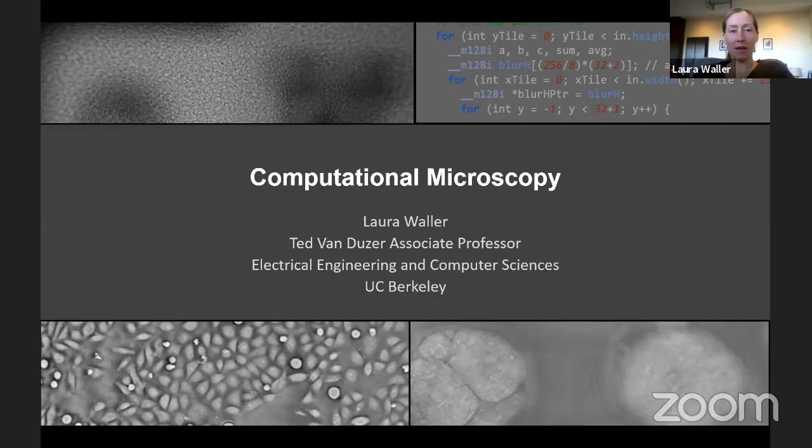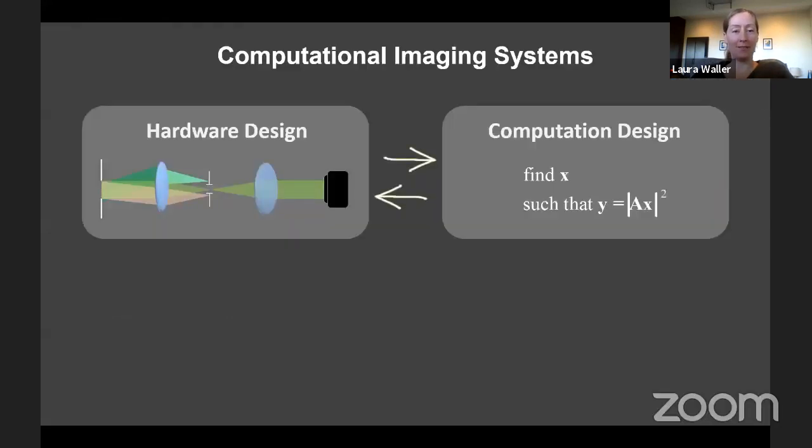I'm going to talk today about my group's work in computational microscopy and focusing on a particular project, this DiffuserCam that we've been working on various different architectures and aspects of. So I think everyone here knows what computational imaging is, but let me give you my definition. It's this co-design of hardware and software for designing imaging systems that take advantage of both.